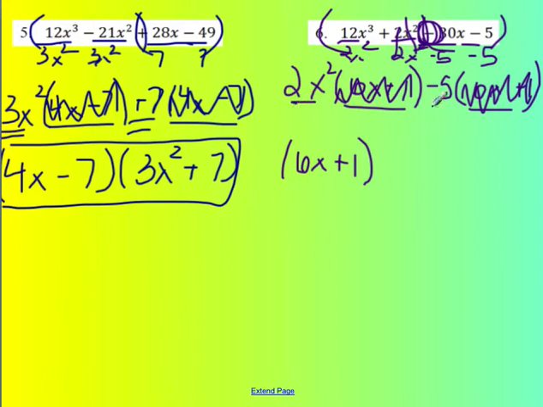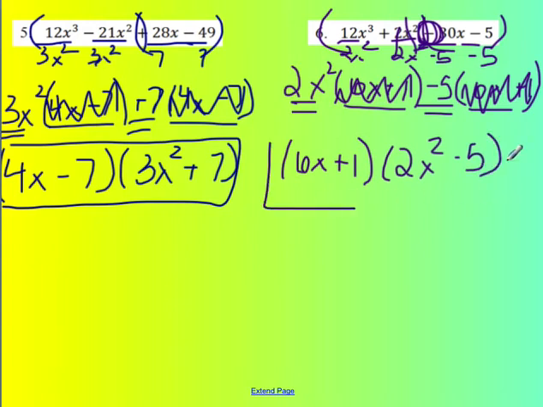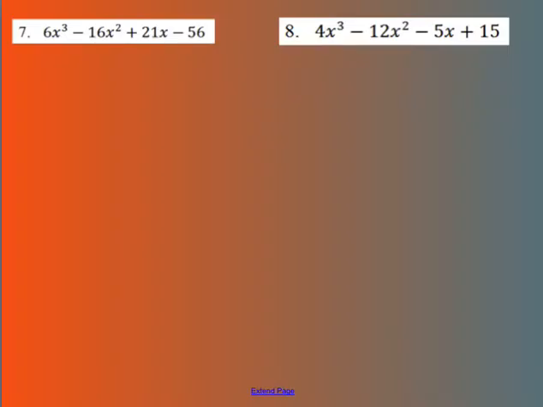And then after that, I'm going to write what's left over, which is 2x squared minus 5. So this right here is your final answer for number 6. So we're just going to do a couple more here. So let's take a look at number 7.